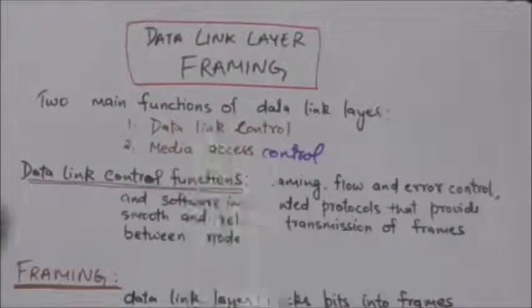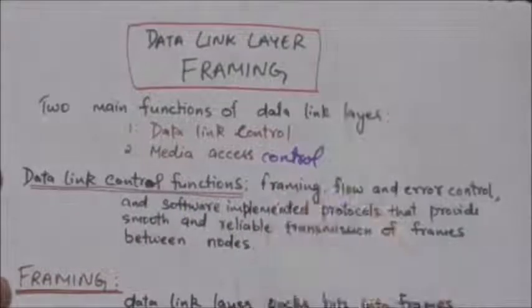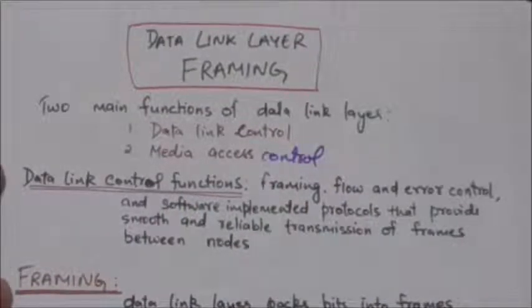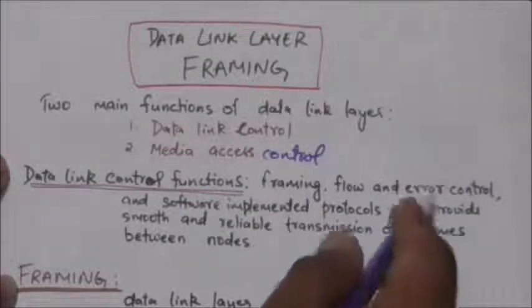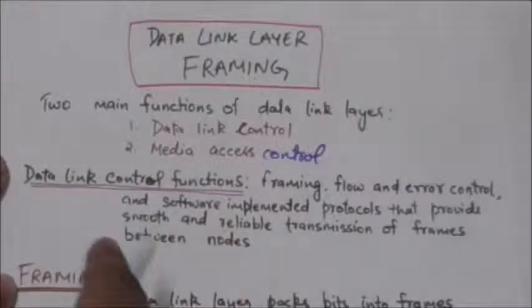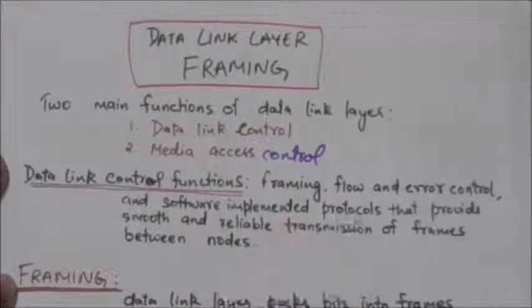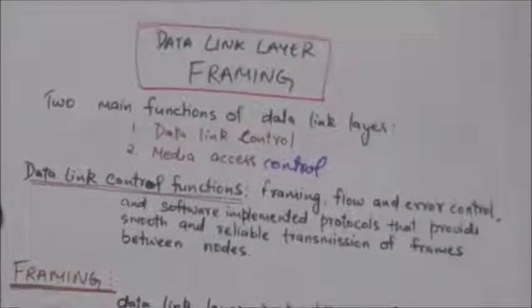Actually, the two main functions of the data link layer are data link control and media access control. Now what happens in data link control? The data link control deals with the design and procedures for communication between two adjacent nodes, that is, node to node communication. Data link control functions include framing, flow and error control, and software implemented protocols that provide smooth and reliable transmission of frames between the nodes. In this tutorial we will study only about framing.